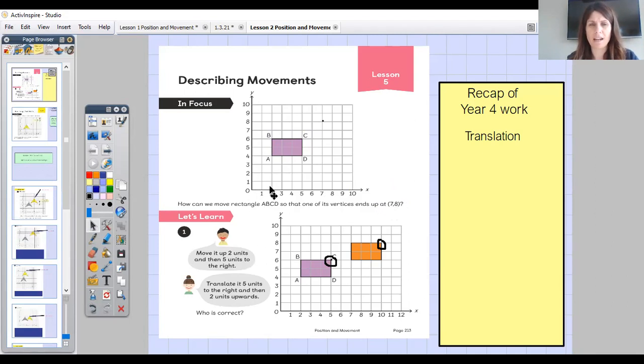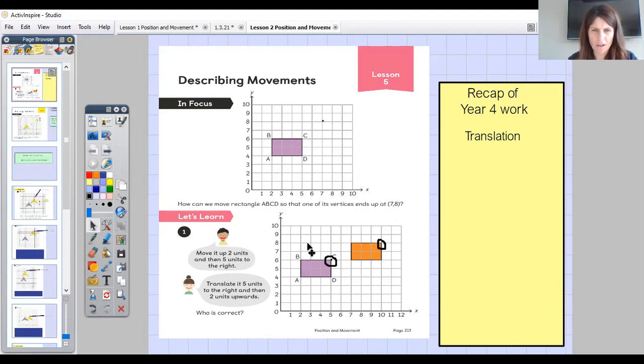So I've got 7, 8, so I go along the x-axis, so units away from the y, which is what we talked about yesterday. So I go to 7 on the x-axis first, and then up to 8, and you'll see I've just marked on that point there. So I go along 7 and up 8. So one of my vertices is going to move to here.